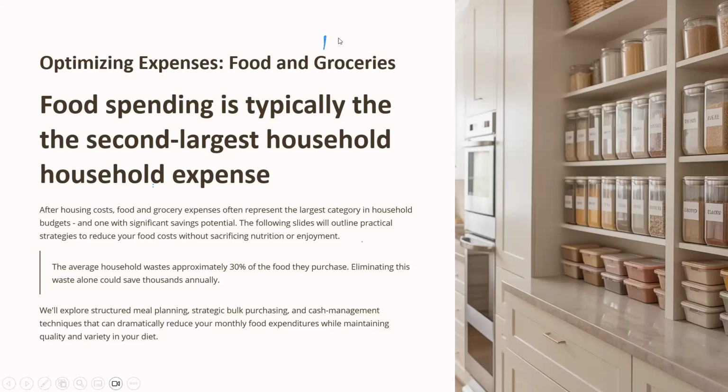All right, so let's look at food and groceries. And the strategies here are going to be pretty similar to what I mentioned just now. There might be some differences, especially around the spending part of it. For most of us, food is going to be the second largest expense. After housing costs, food and grocery expenses will often represent the second largest category of household expenses. So here is another area where we can realize some significant savings.